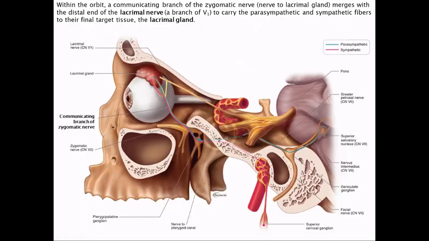Along the lateral wall of the orbit, the communicating branch of the zygomatic nerve merges with the distal end of the lacrimal nerve that innervates the lacrimal gland. And so that concludes the story of how parasympathetic fibers, which originate in the facial nerve, make their way to the lacrimal gland to stimulate tear secretions.